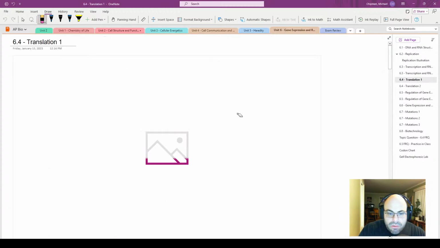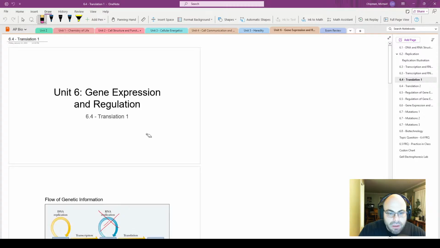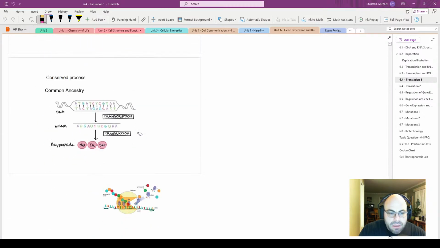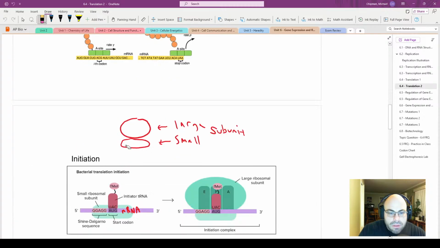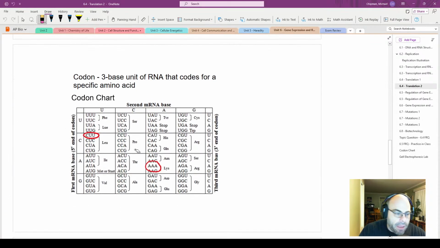And how do you know what those code for? Well, you're going to be given a codon chart, which is right here. And if you need a codon chart, you will be given that, by the way. That was the general overview of transcription and translation. It's typically going to be that simple, right?